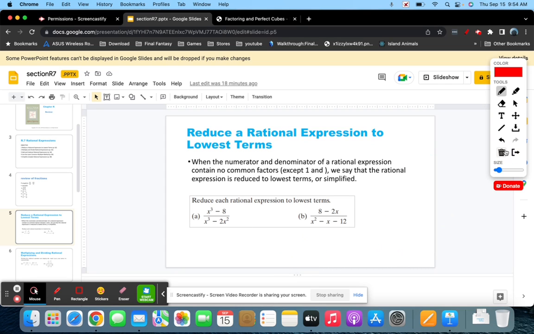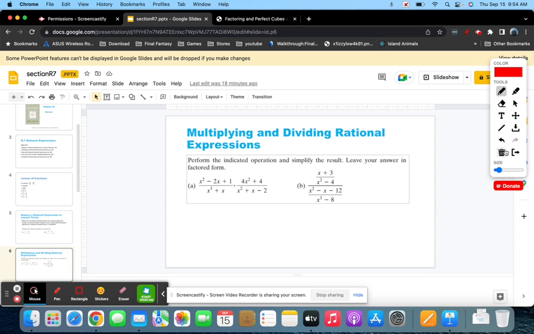So let's go to the next slide. Multiplying and dividing rational expressions. I mean, it's basically the same as what we just did. You probably want to break all this stuff down, get rid of any pieces that you can before you start multiplying and dividing.